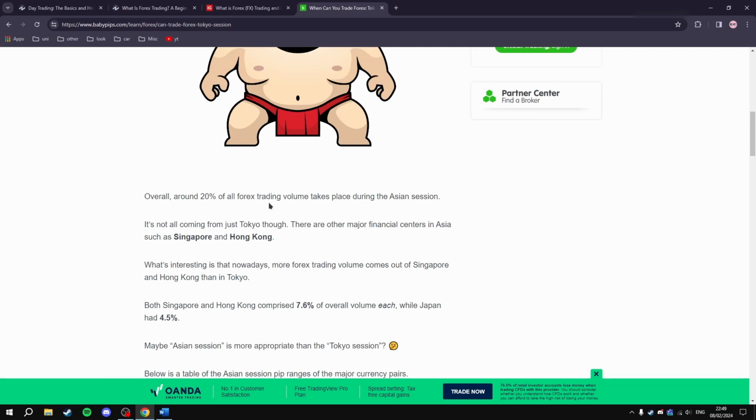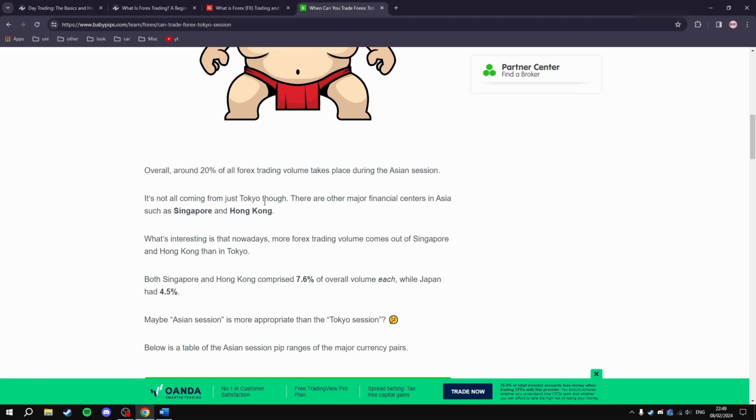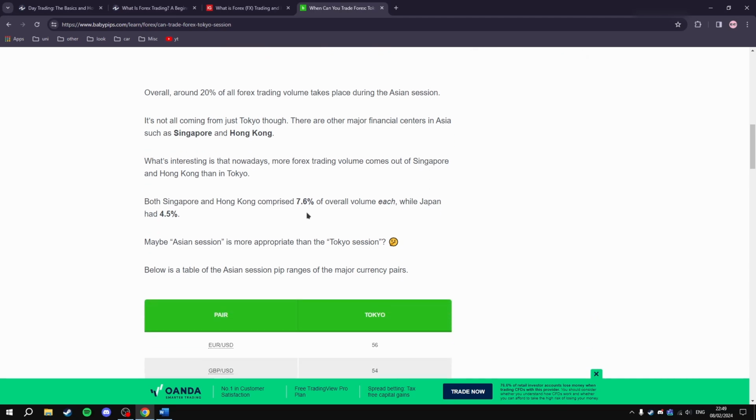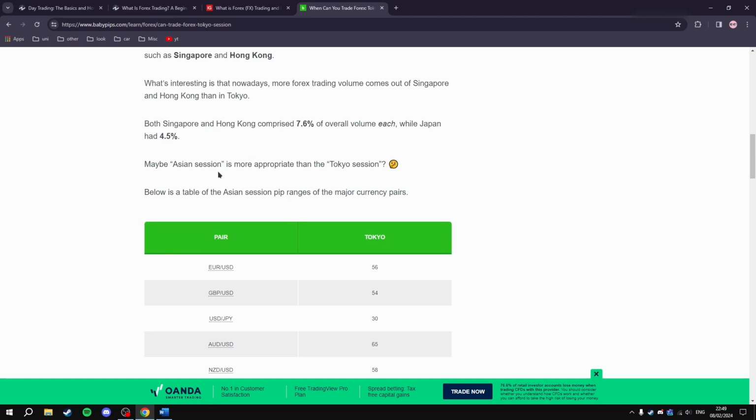Overall, around 20% of all Forex trading volume takes place during the Asian session. It's not all coming from just Tokyo though, there are other major financial centers in Asia such as Singapore and Hong Kong. What's interesting is that nowadays more Forex trading volume comes out of Singapore and Hong Kong than Tokyo. Both Singapore and Hong Kong comprise 7.6% of overall volume each, whilst Japan had 4.5%. Maybe Asian session is more appropriate than the Tokyo session.